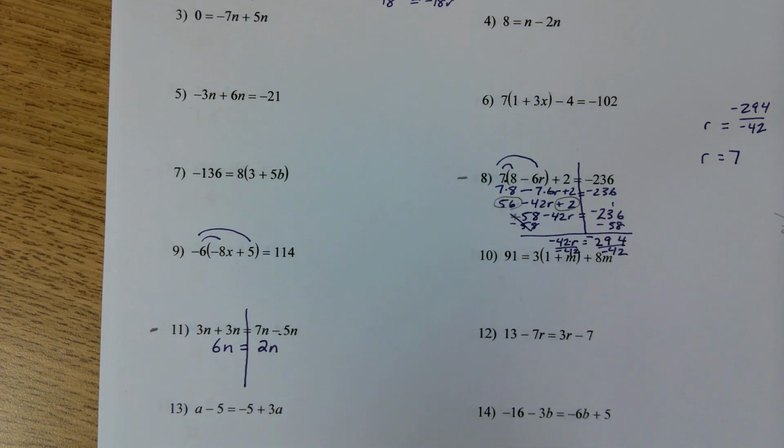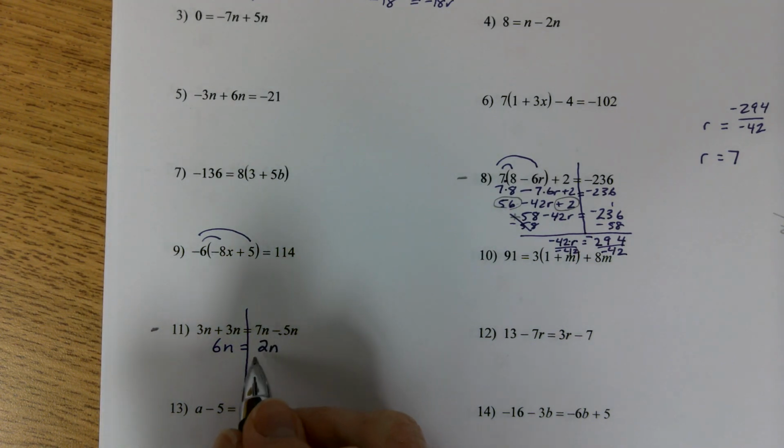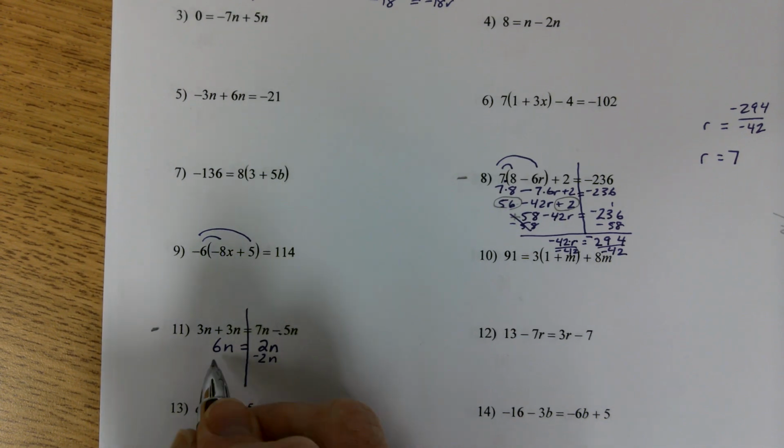Now I have to get the variables on one side. That's what I always have to do. So I'm going to subtract 2n, subtract 2n. 2n minus 2n is 0. 6 minus 2, I've got 4 n's.